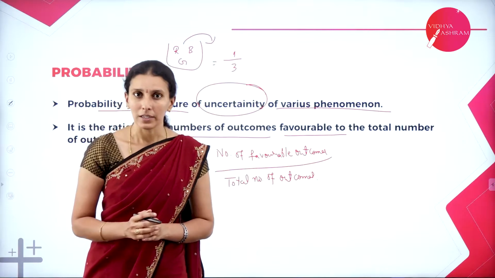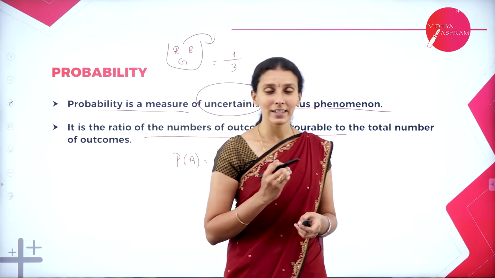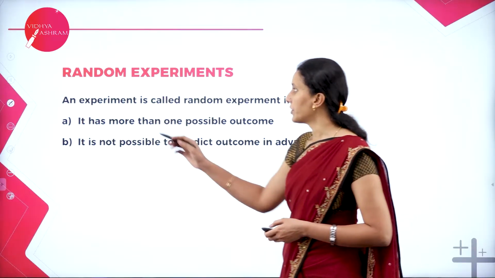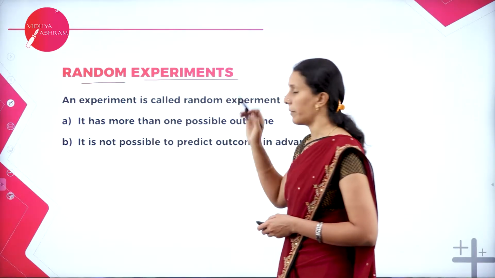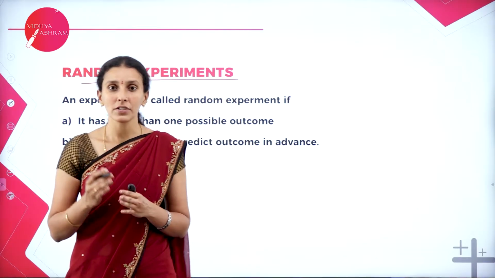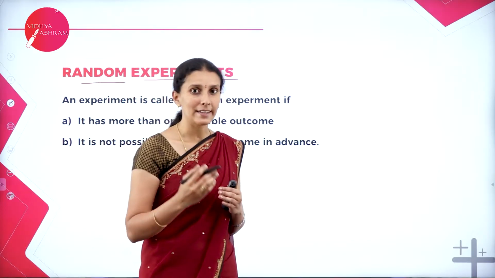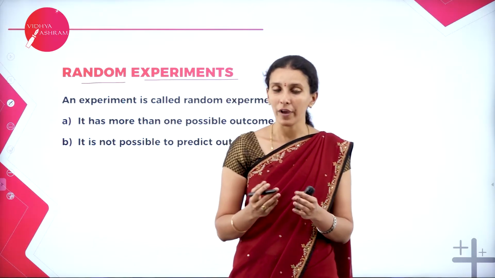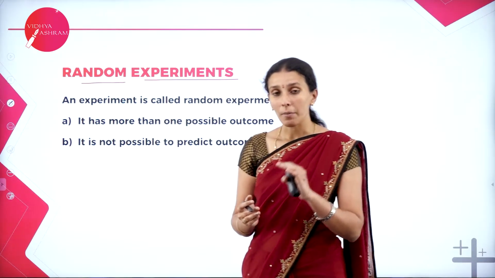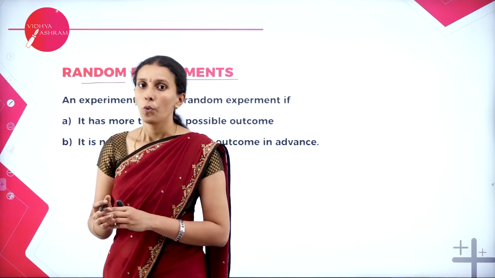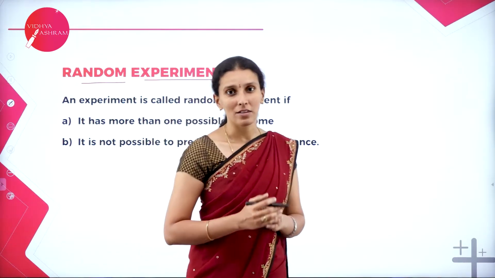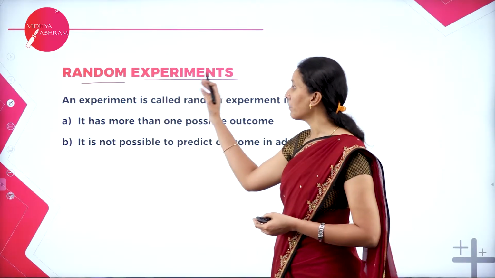Now let's see the related terms belonging to probability. The very first one you must know is random experiment. In our daily life, we may come across many activities where you get exactly the result you expect, and however many times you repeat it, it will be the same. We may also come across experiments where the result may vary. What type of experiments are they called? They are called random experiments.